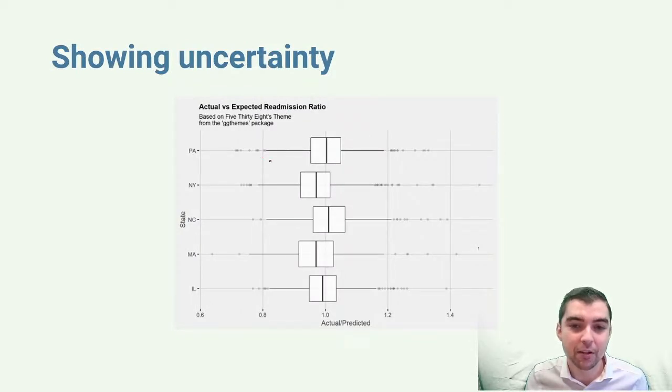This box plot shows you the spread of values. Notice that Pennsylvania is right about 1.0, which is perfect. However, they also have a wide range of values. Compare that to like North Carolina, which has a narrower band of values, but they're slightly biased high. They're overestimated.